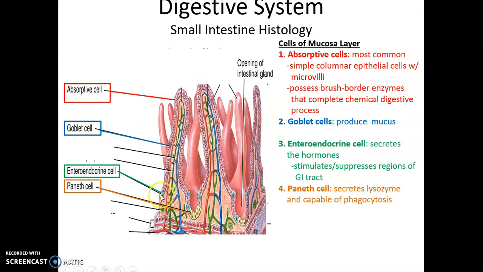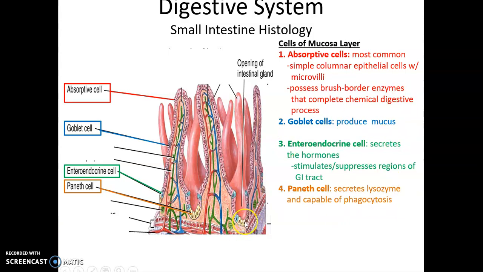Within the intestinal pits, we find some enteroendocrine cells. Enteroendocrine cells secrete some hormones. These hormones can stimulate or suppress different regions of the GI tract. So they have hormones to suppress function in the stomach, since if there's food in the small intestine, we don't need the stomach active. And also hormones that will stimulate the muscular tissue of the small intestine.